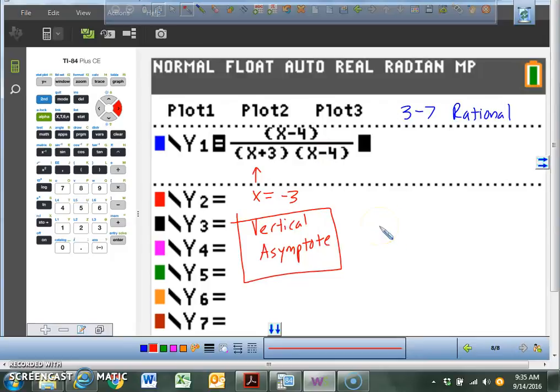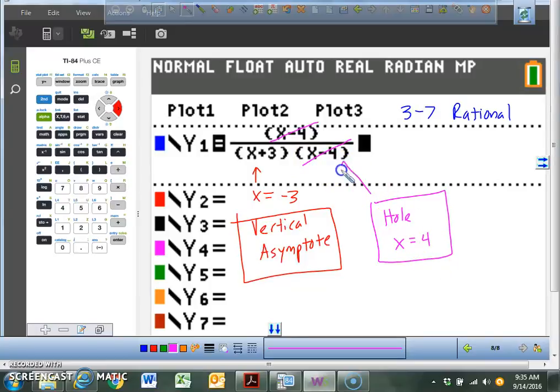Now you said 4, but that's not going to be a vertical asymptote. Notice these will cancel each other out. If you can cancel out something in the numerator and in the denominator, you will have what's known as a hole where x is equal to 4. If you're wondering why 4, it says x minus 4. What number would you plug in there to make that equal to 0? 4.